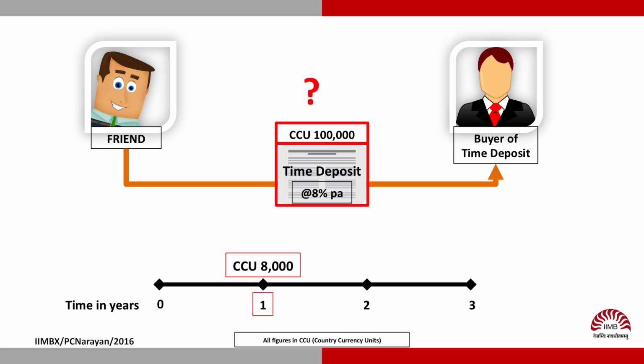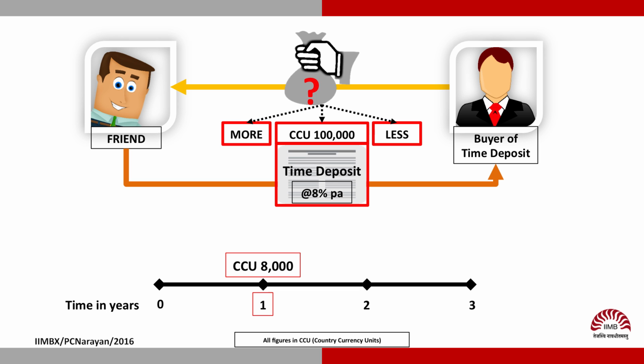Let us say your friend decides on the second option and approaches you with a request to buy the time deposit from him for the balance period of 2 years. If you do have the funds ready, you could oblige your friend and consequently become the owner or the holder of the time deposit for the remaining 2 years up to maturity. Question is, how much would you be willing to pay your friend to buy the time deposit from him? Would you pay 100,000 currency units or more or less?